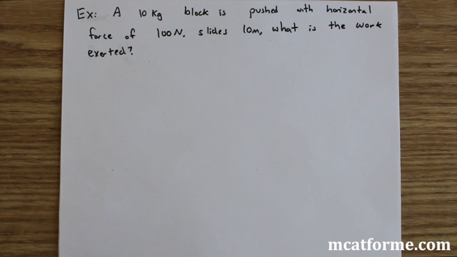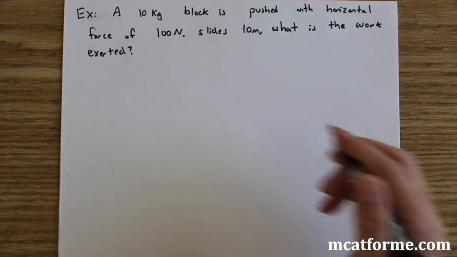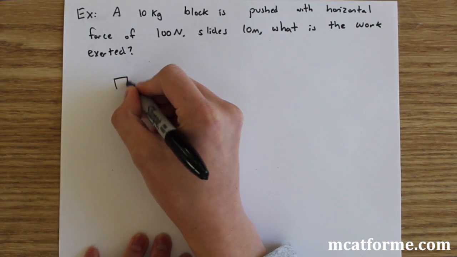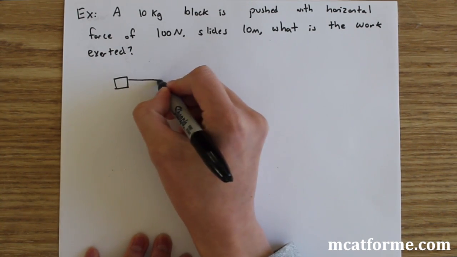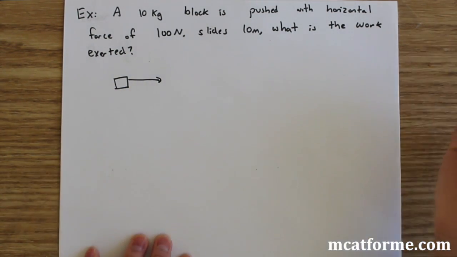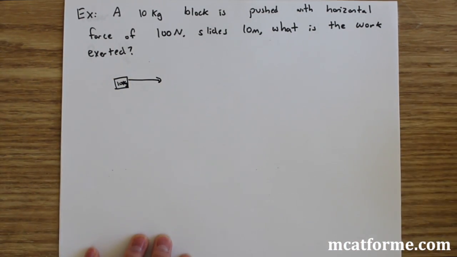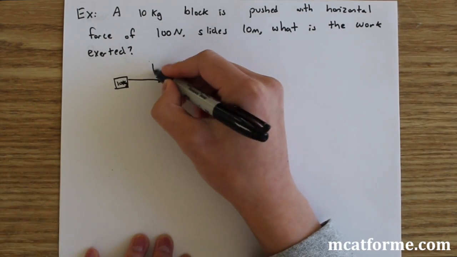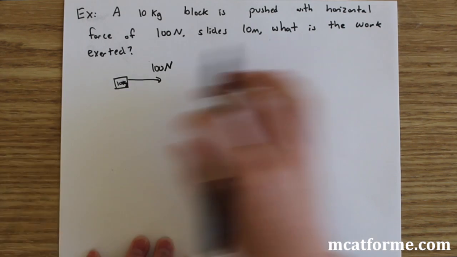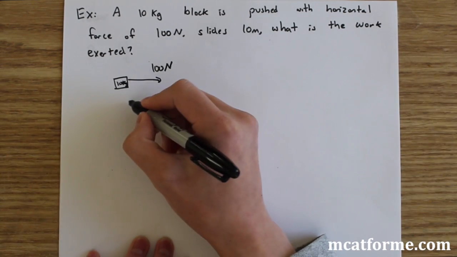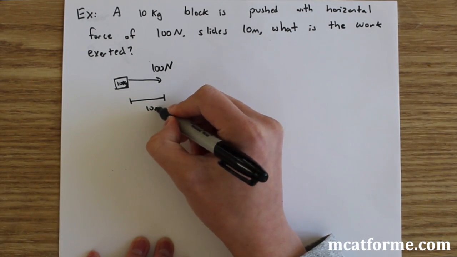So a very basic example of this would be a 10 kilogram block is pushed with the horizontal force of 100 newtons. It slides 10 meters. What is the work exerted? Right? So the first thing we want to always do with physics problems is draw a picture. So the first thing we're going to do is draw this 10 kilogram block. So that's a 10 kilogram block pushed with the horizontal force of 100 newtons, and it slides 10 meters.